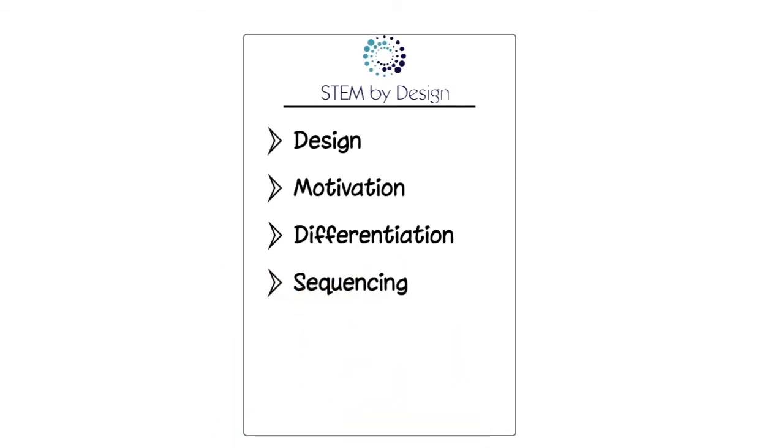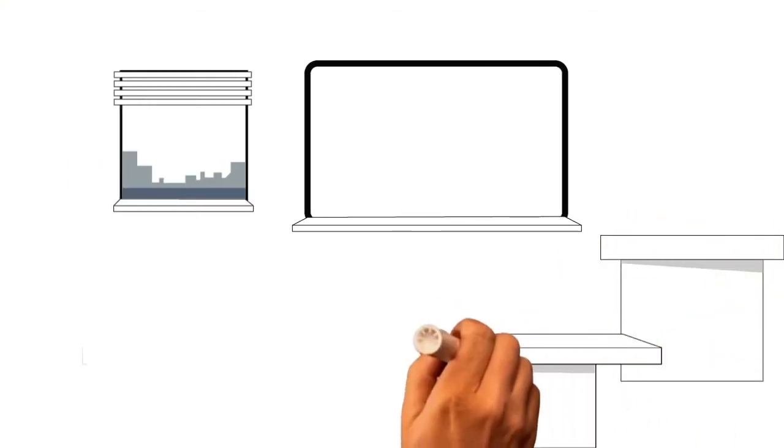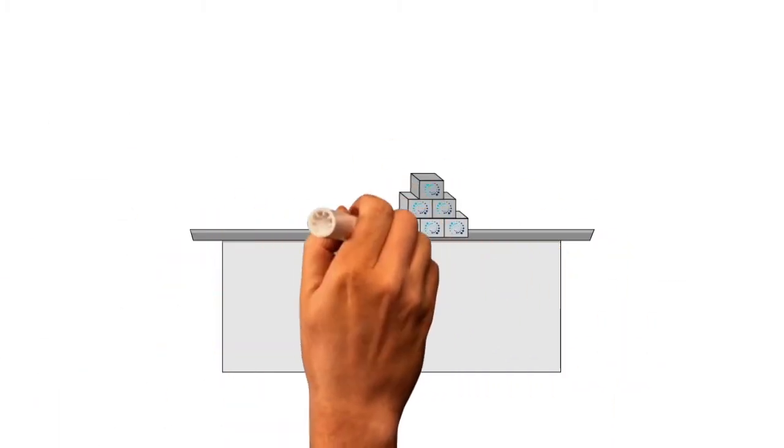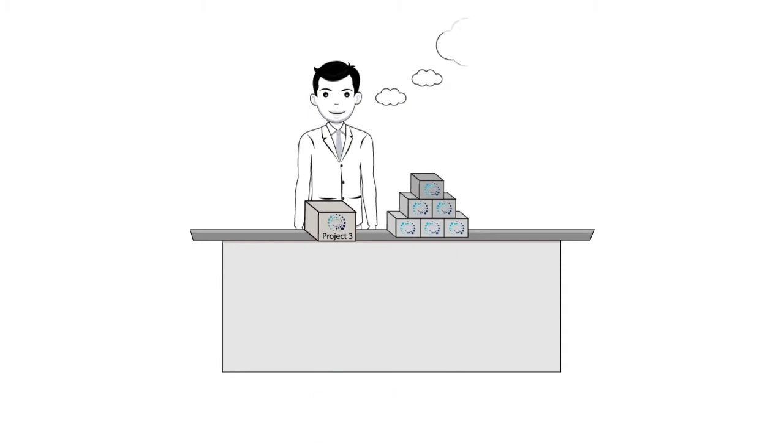Sequencing. It's nice to create one great project, but that's not enough. Schools need a full suite of projects across several years in order to see students make the gains that are possible. Every project must be carefully designed and sequenced so that they work together as an integrated program.